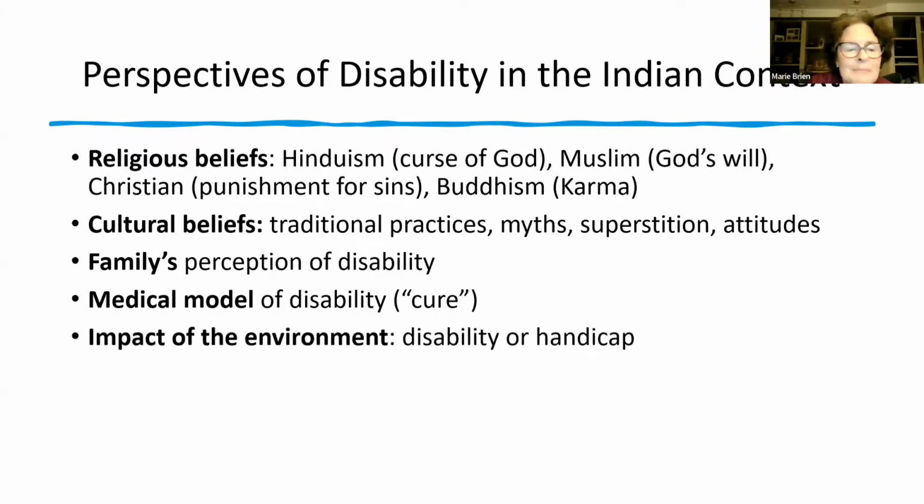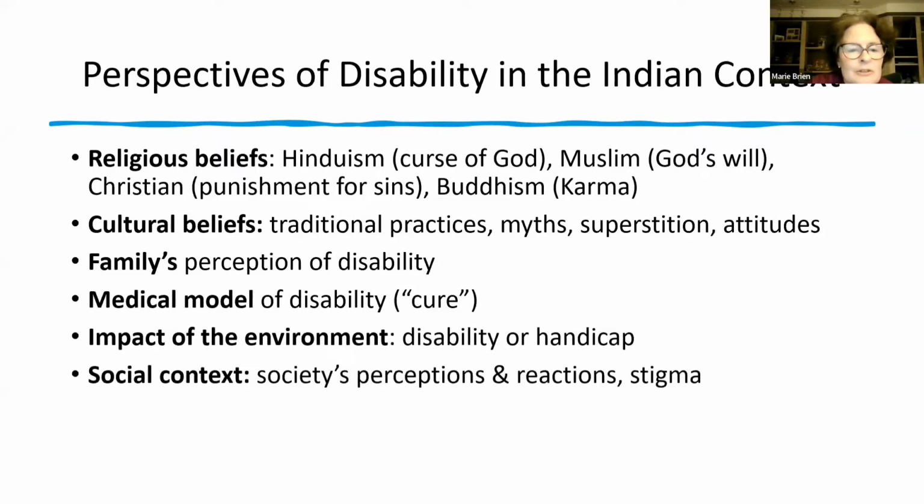And we also look at the impact of the environment. If the environment is more restrictive, not inclusive, then you end up with disability or handicap. Handicap being a limited ability to participate in every aspect of life. And the social context, where society's perceptions, reactions, and stigma may impact the person with disability or their family's perspectives.